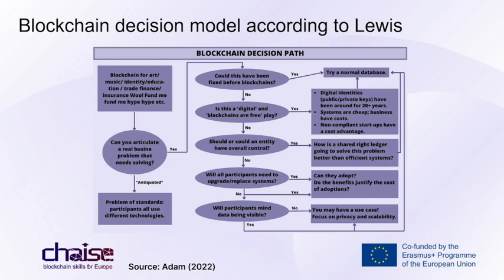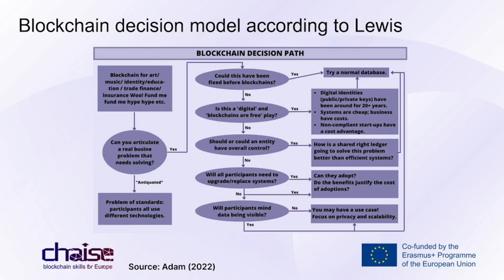With the subsequent question of whether the approach is digital identities and/or blockchains are free, this model draws attention to the fact that digital identities with asymmetric key pairs, for example in the form of public and private keys, have been around for more than 20 years. Systems of this kind are cheap. Companies, on the other hand, have more costs when they generate their own. Startups, on the other hand, might have a cost advantage. Conventional databases are better suited to handle this more familiar approach.